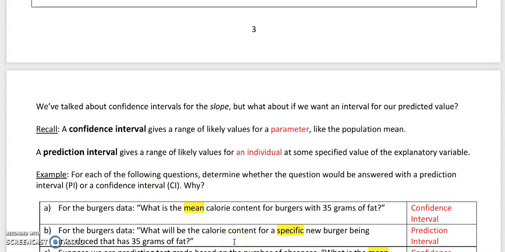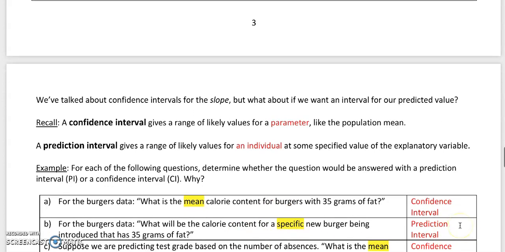On the other hand, if I said, what will be the calorie content for a specific burger that is going to have 35 grams of fat, that's going to be a prediction interval because I'm talking about one burger. It's just a single prediction, and I want to know how much that prediction may or may not be off by. So words like specific tell me that I want a prediction interval.